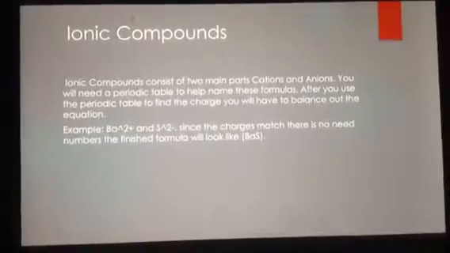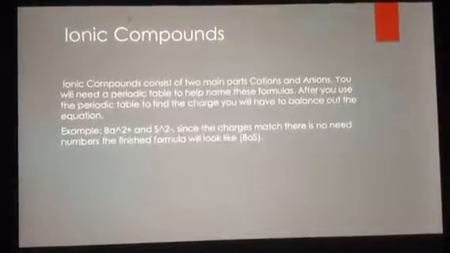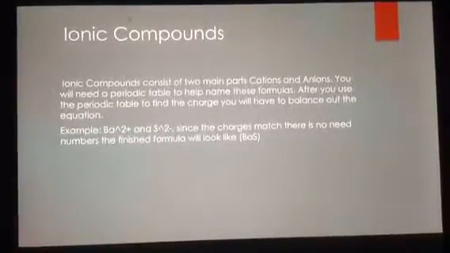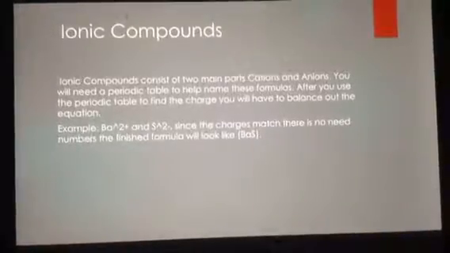Ionic compounds. Ionic compounds consist of two main parts, cations and anions. You need a periodic table to help name these formulas. After you use the periodic table to find the charge, you will have to balance out the equation.